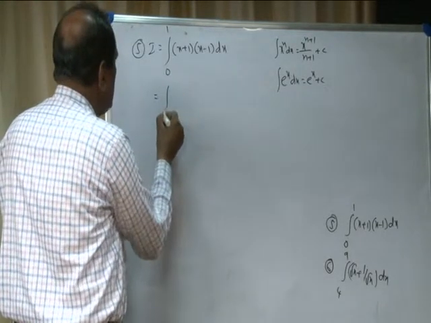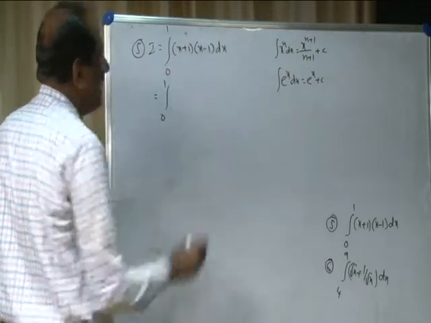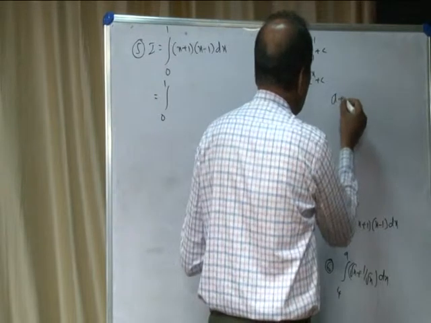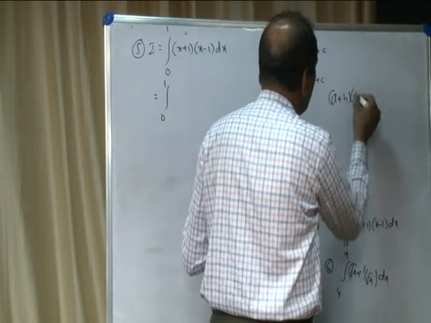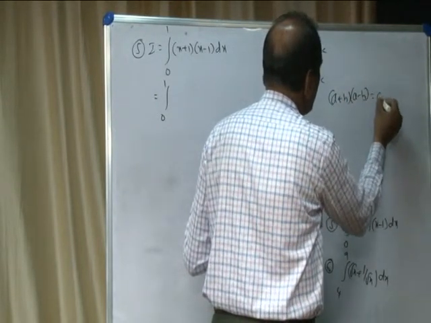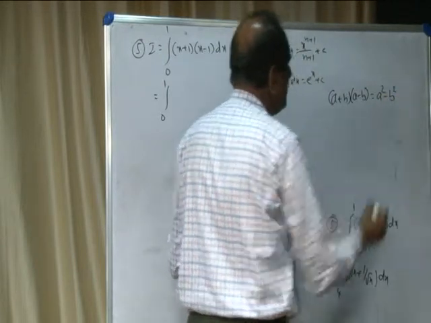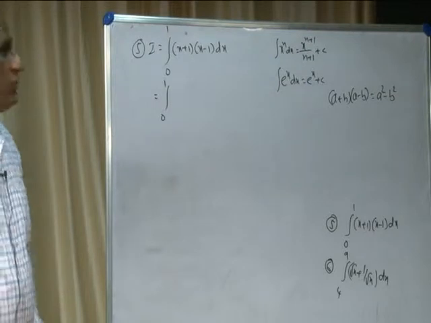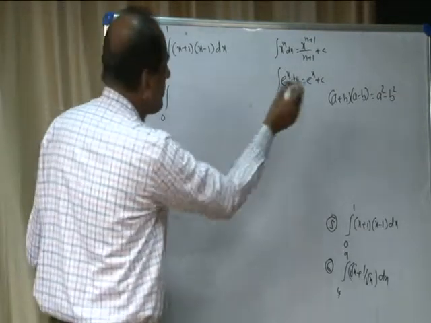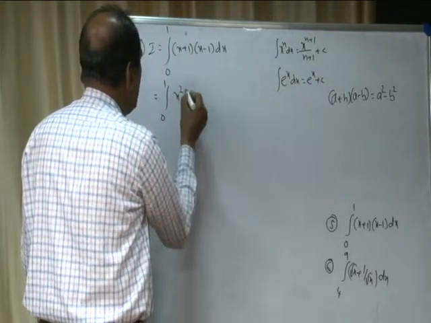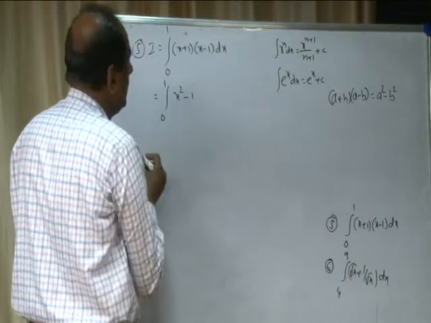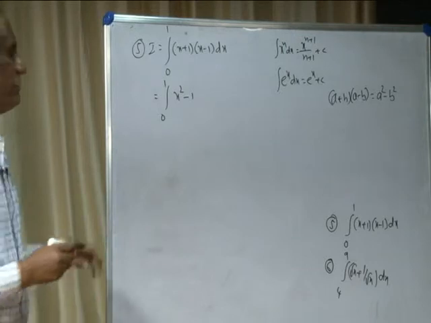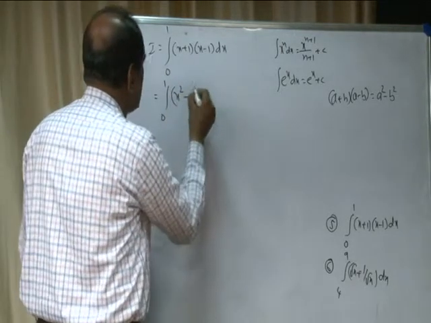See here, from 0 to 1, (a plus b)(a minus b). What is the product of a plus b, a minus b? That is a square minus b square. This is exactly in that form, x plus 1 into x minus 1. Here a square is x square, and b square is 1. So the product of x plus 1 into x minus 1 is x square minus 1, dx.